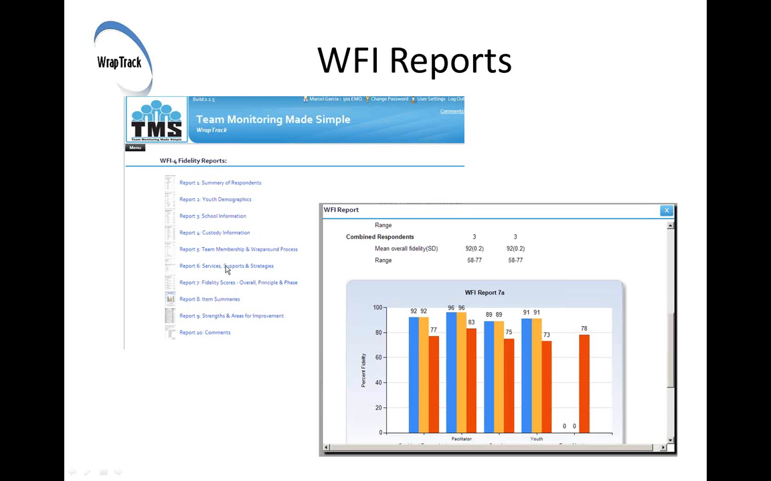We kept these the same. Team membership and RAP process, services, supports, and strategies, those are the same. We combined all the fidelity reports, so Report 7 contains overall fidelity, principal, and phase scores. And Report 8 stayed the same. That used to be Report 10. We combined Report 9 to have strengths and areas for one. And then Report 10 is the same.